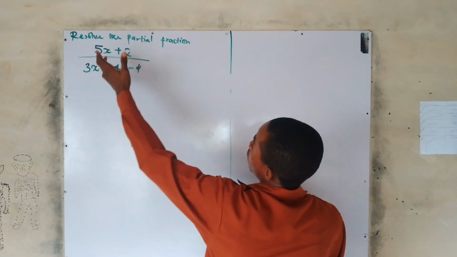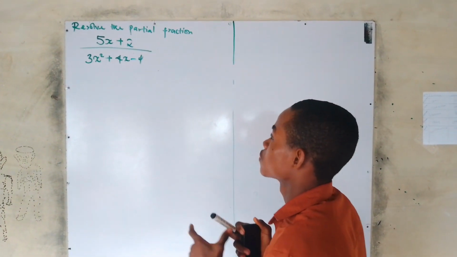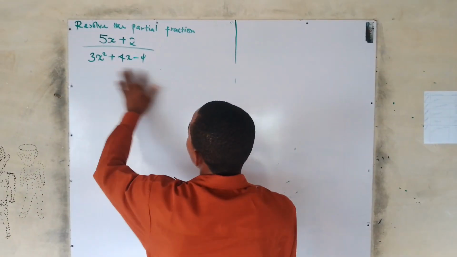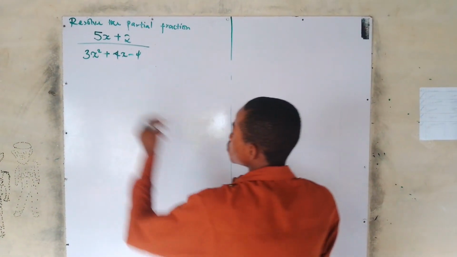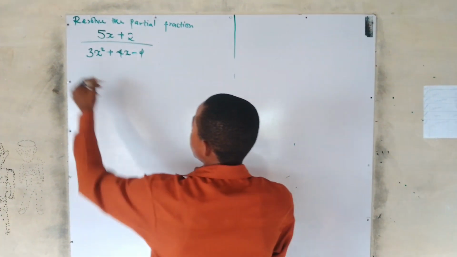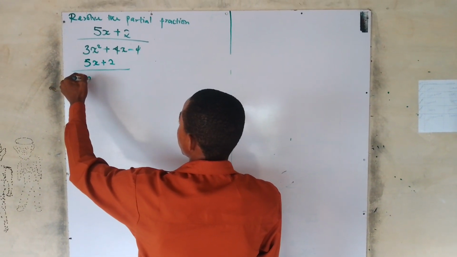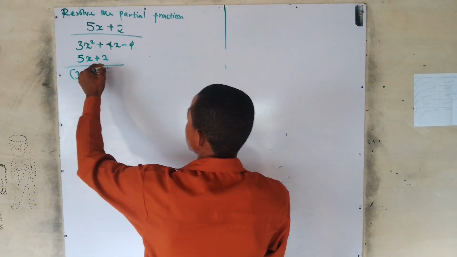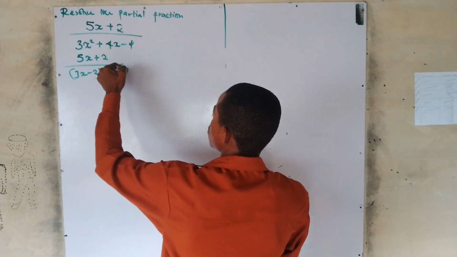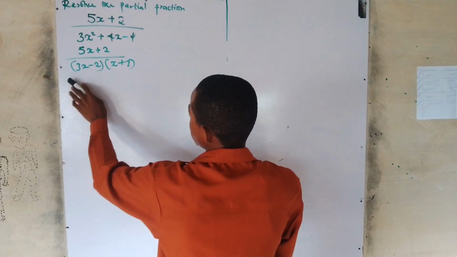So it says resolve the partial fraction below: 5x plus 2 all over 3x squared plus 4x minus 4. You can see that below here we have a quadratic equation. In resolving that, that's factorizing it rather, you have 5x plus 2 all over (3x minus 2)(x plus 2). This is the factorized version of this quadratic equation, this is it when factorized.